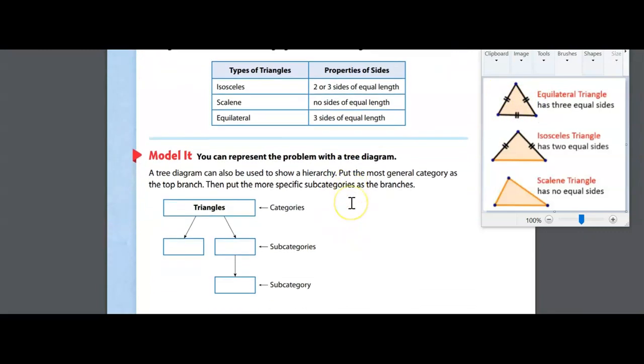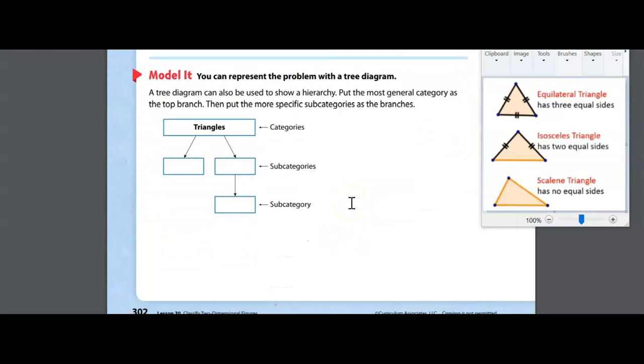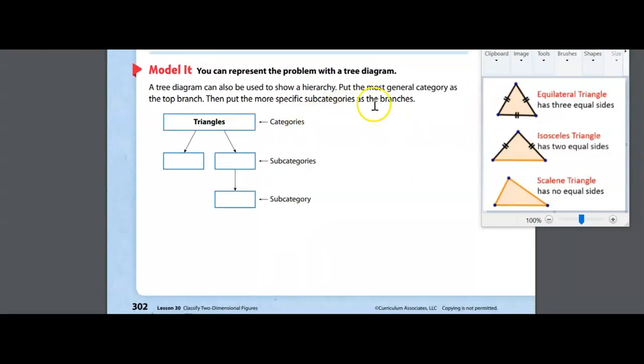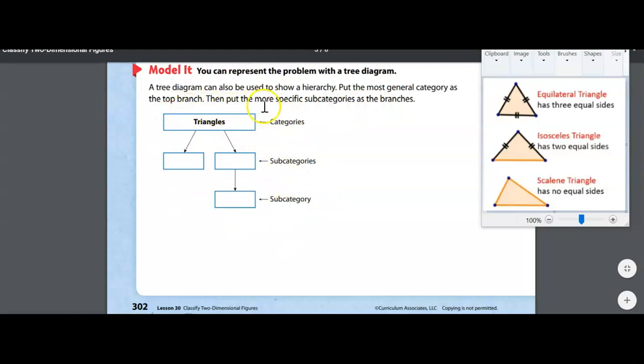So let's move on to our model it. It says you can represent the problem with a tree diagram, which is right here. A tree diagram can also be used to show a hierarchy. Put the most general category as the top branch. Then put the more specific categories as sub-branches.